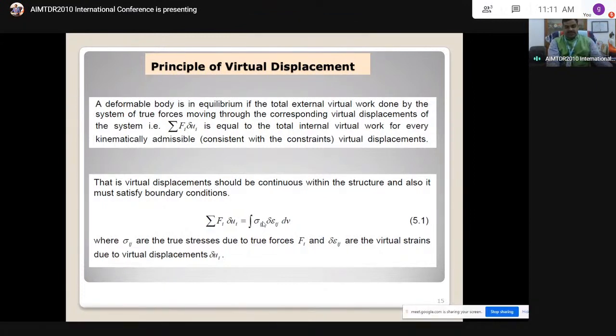What is the virtual displacement? As far as our syllabus is concerned, we are assuming it to be zero. We are assuming that even if it is deformable, the structure is rigid, and we are giving a small virtual displacement to see whether the system is in equilibrium or not. That is what we are studying.